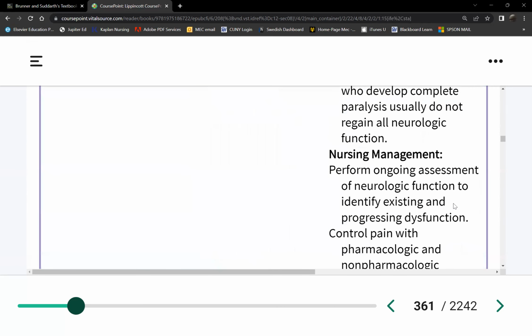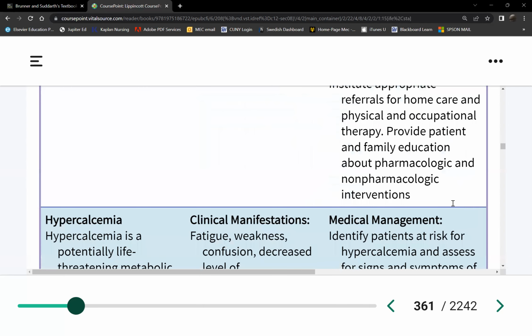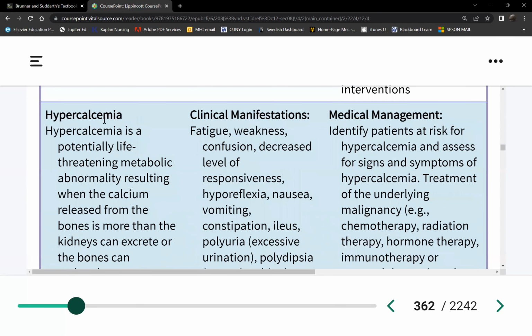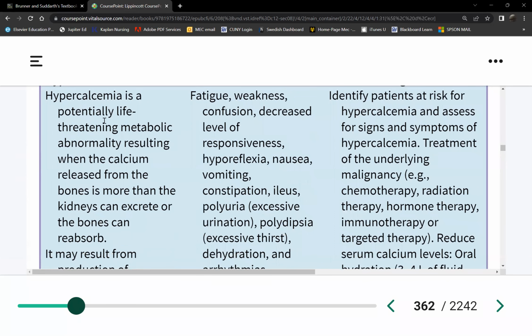Number 5 is hypercalcemia. Where did this calcium come from? So what type of cancer is most likely causing this? Either a primary or a metastatic cancer of the bone. So once you have a tumor in the bone, what will that tumor do? It breaks down the calcium from the bone, leading to hypercalcemia. Can you die from this? Yes. Manifestations? All right.